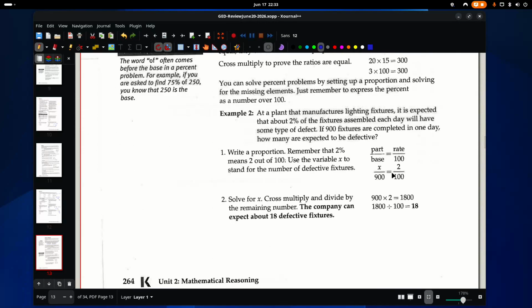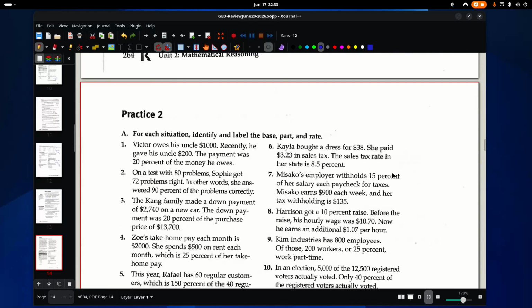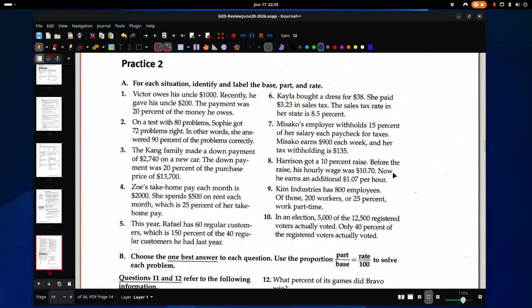Okay, let's try some of these. Kayla bought a dress for $38. She paid $3.23 in sales tax. The sales tax rate in her state is 8.5%. So we want to identify the base, the part, and the rate. So the rate for this one is 8.5%.